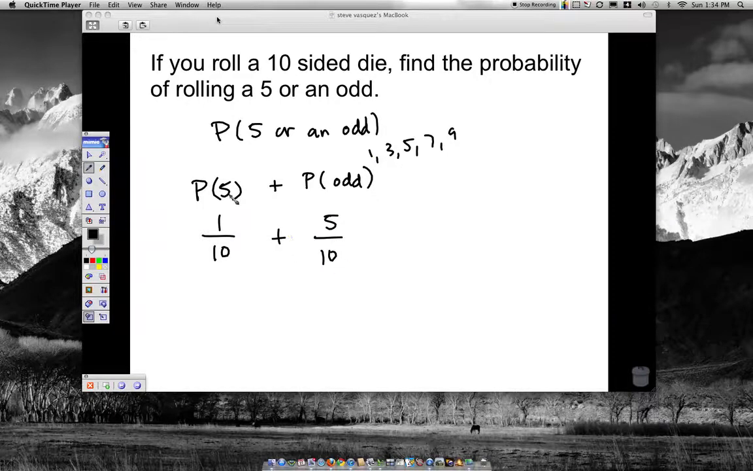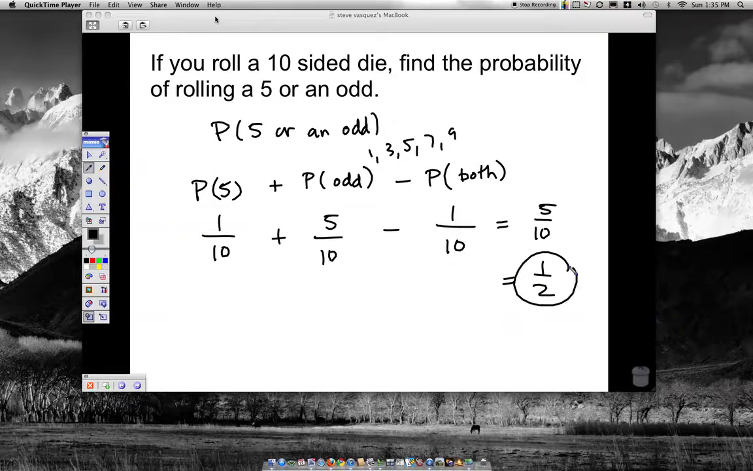And since I can have a 5 be rolled and an odd, because 5 is odd, I need to subtract away the probability of them both happening at the same time. So how many times does that happen? Well, you only roll a 5 that's odd 1 time. So I have 1 out of 10 plus 5 out of 10 minus 1 out of 10, giving me a total of 5 out of 10, which is 1/2 of the time, or 50%. So that's if I roll a die, I either roll a 5 or an odd.